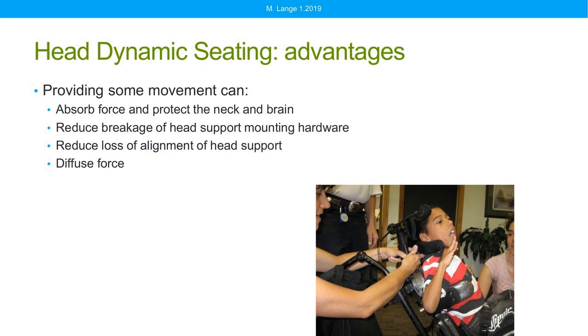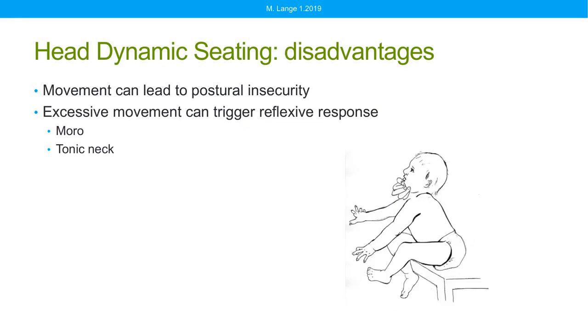We can see reduced breakage of the head support mounting hardware and reduced loss of alignment of the head support. I do a lot of head positioning. A lot of folks will say, gosh, that head support moves out of position all the time. Well, a lot of times it's because the client is exerting huge forces against it. And I find that by providing some dynamic tone reduction in that area, the head support suddenly maintains its alignment. So we're trying to diffuse that force.